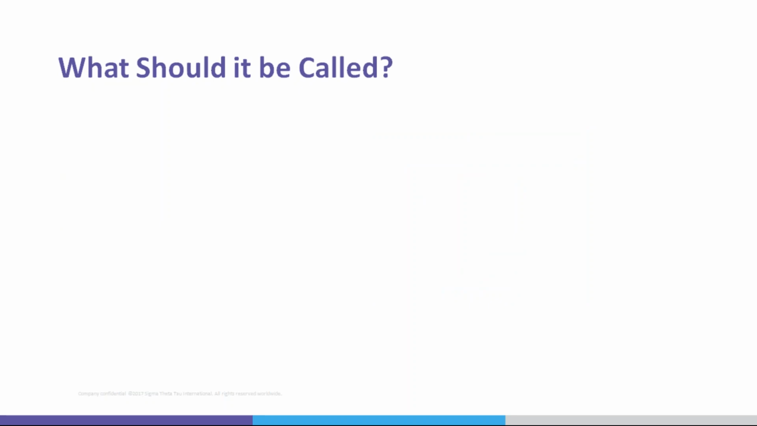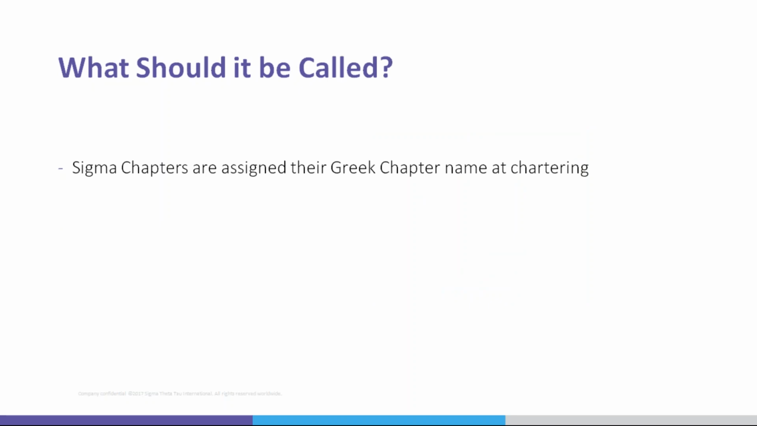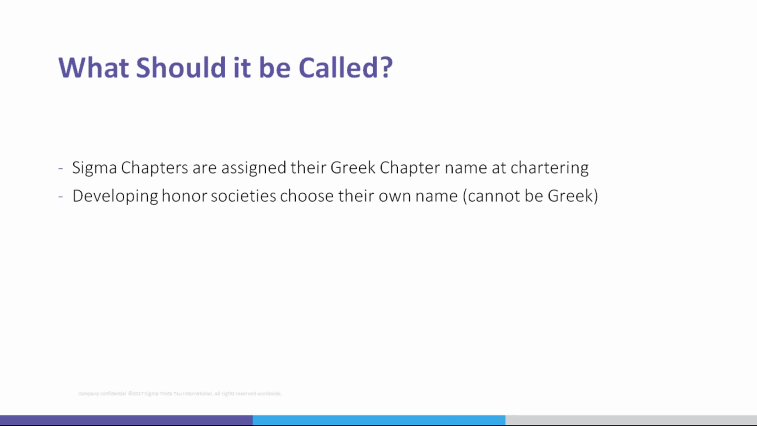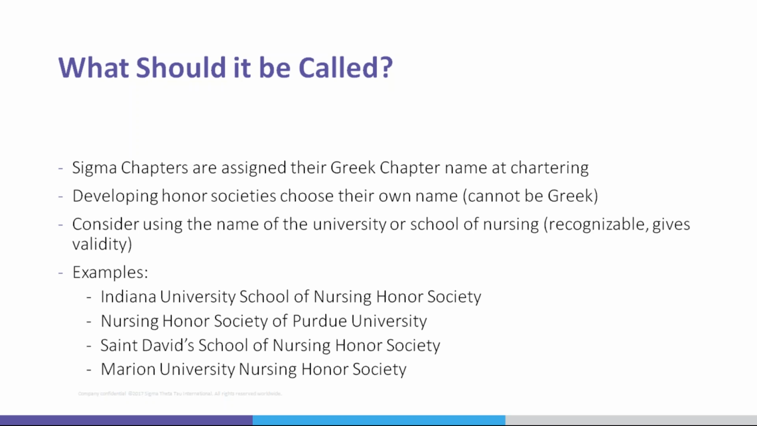You have most likely already chosen the name for your Developing Honor Society. If not, remember that Sigma chapters are assigned their Greek chapter name at chartering. Therefore, the Developing Honor Societies cannot use Greek letters in their Honor Society name or refer to themselves as a chapter. You can use the name of the university, school of nursing, or even name the Developing Honor Society in honor of an individual. Be sure that once you choose the name of the Developing Honor Society, each leader knows the name and can correctly identify the Honor Society.